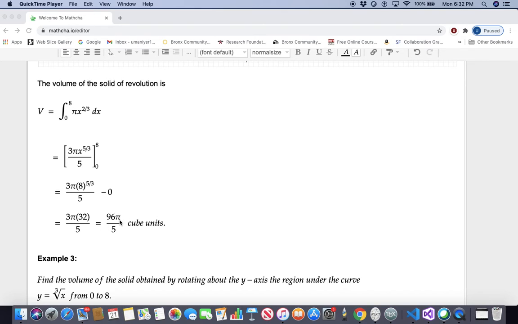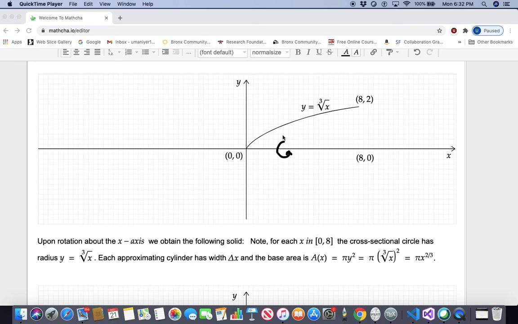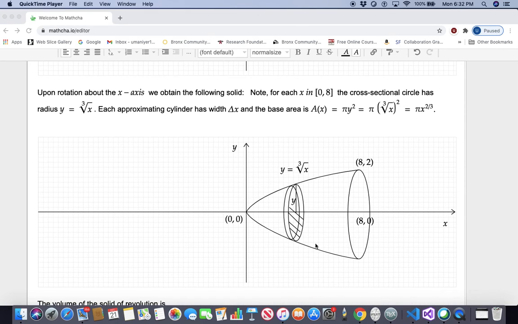Leave the pi as it is because that's an exact value. So notice there are no approximations anymore. This is an exact value. So 96 pi over 5 cubic units. So this is an example of a solid of rotation. You take a region under a curve, rotate it about an axis, and you get a solid.